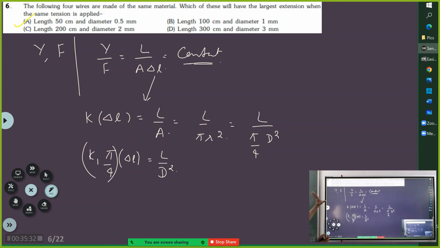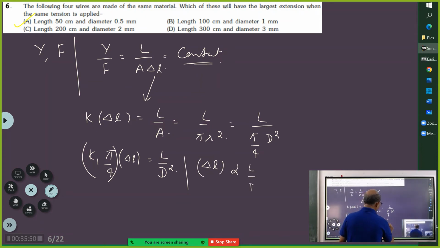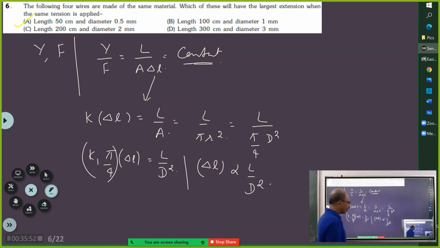Yes. So you see, from the given data, you establish the math model. And when you are going to compare, try to get the math model so that comparison becomes easy. Okay, and then do it. So in other words, you see delta L is proportional to L by D square. So whichever has got more, that will have strength.